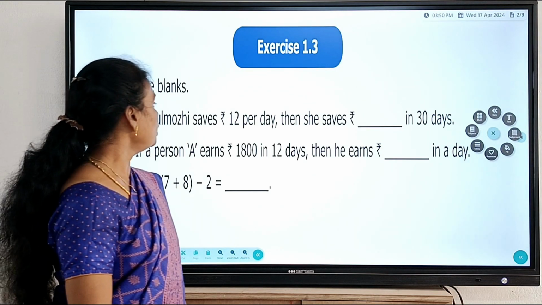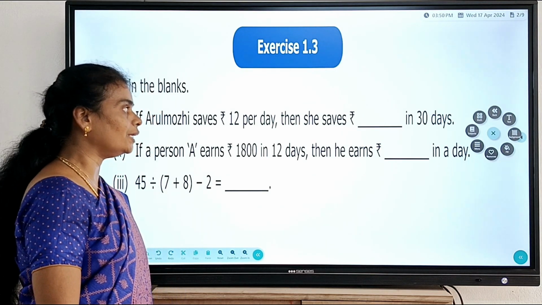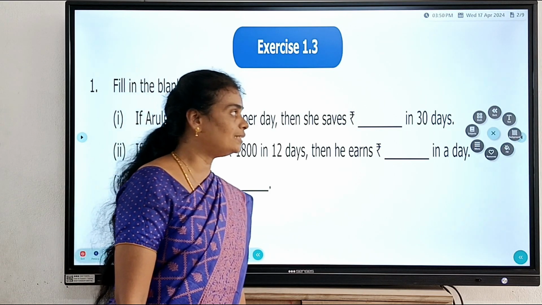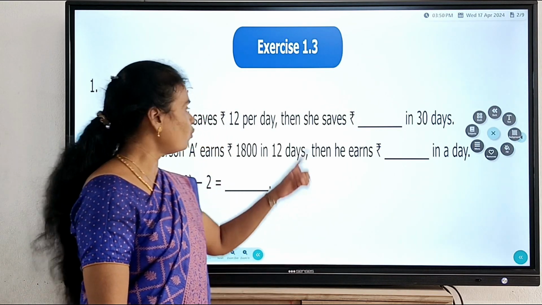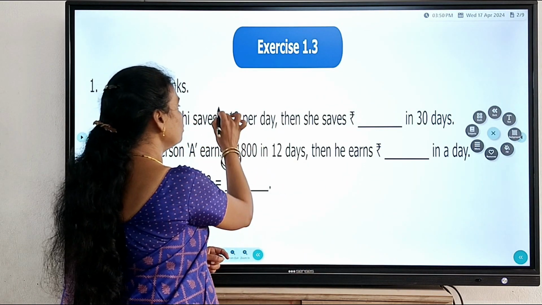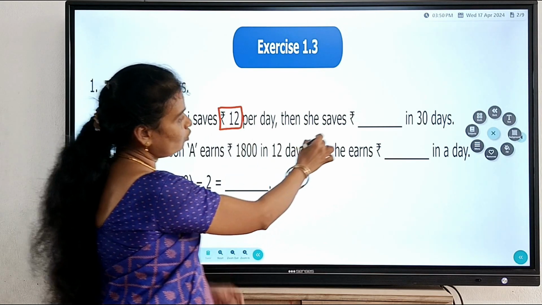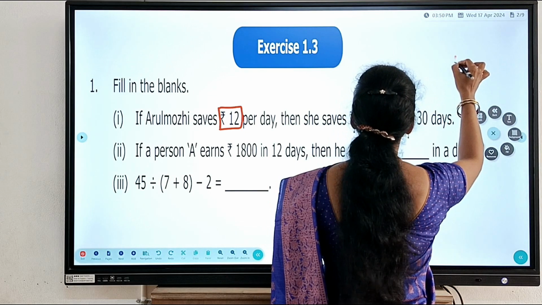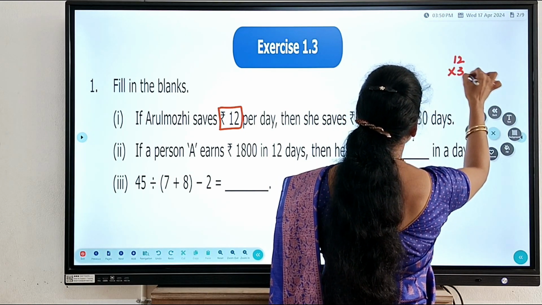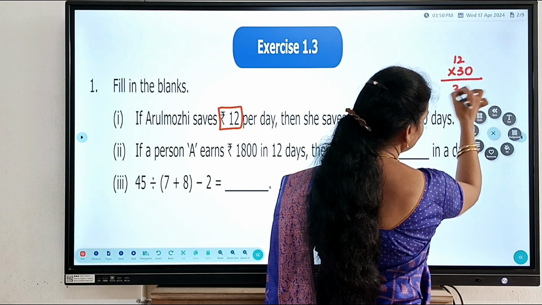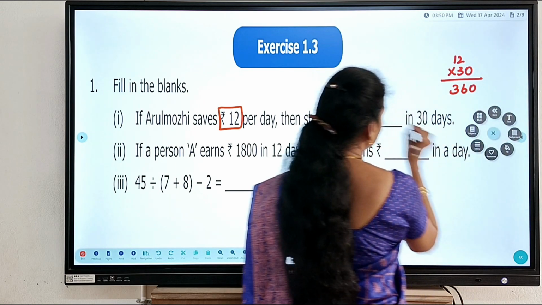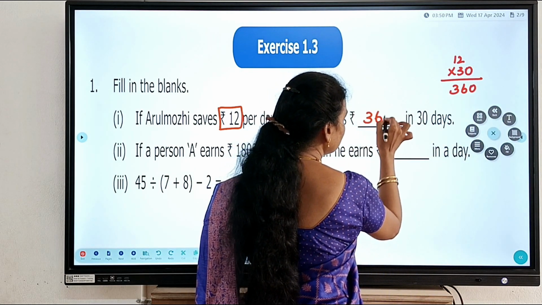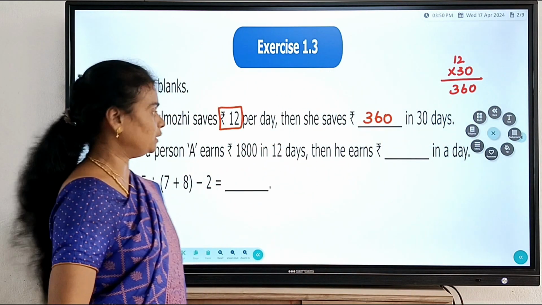First one: if Arunodi saves rupees 12 per day, then she saves rupees dash in 30 days. For one day, she is saving rupees 12. Therefore, for 30 days, how much money will she save? So 12 into 30. 12 threes are 36 and this 0 comes here. So the answer is 360 rupees.